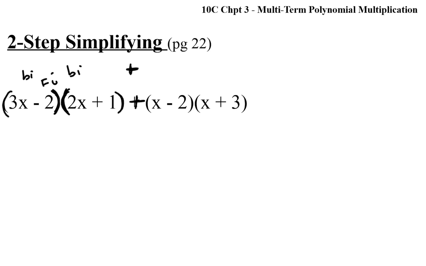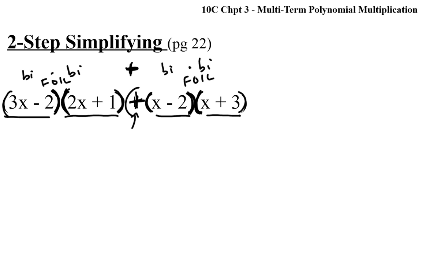So we have a FOIL calculation here. Then this addition sign tells us to stop, and we have another binomial times binomial. And a binomial times a binomial tells us we have a second set of FOIL. So these addition signs or subtraction signs between brackets tell you, hey, stop multiplying. So we're going to do FOIL here, stop, and then do FOIL here, but we're going to have to finish by combining all this.